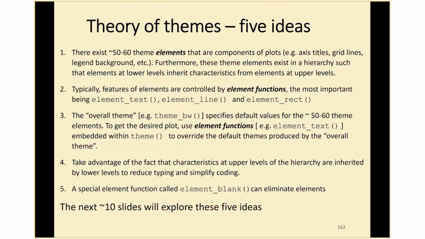So now I want to go over a theory of themes. And these are my ideas, so I wouldn't take them too seriously, but they're just the way that I've organized this next series of about 10 slides. So the first thing is that all the plots are going to have somewhere between 50 or 60 different components that we're going to think of as being elements. And these elements aren't just a random assortment of things. They exist in clumps, and within those clumps there is a hierarchy. So the features of these elements, those are controlled by element functions. And there's three really important functions for controlling the features of these elements. And they are element text.